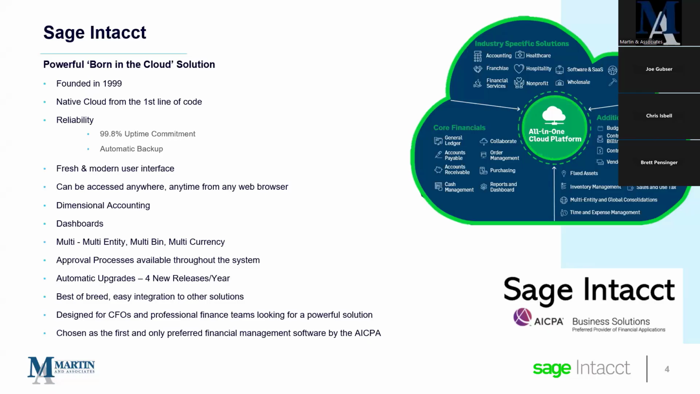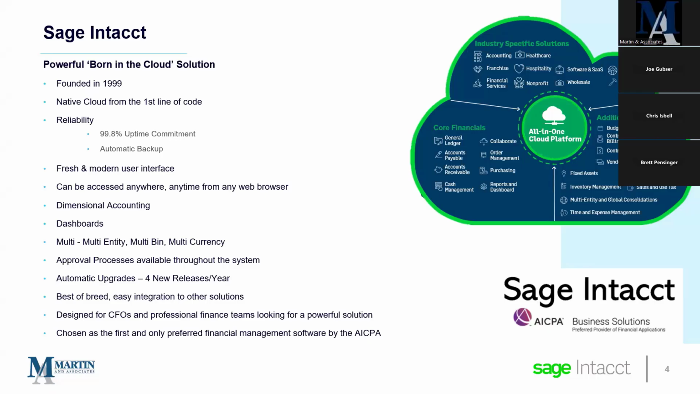We're going to get into the concept of dimensional accounting and talk about that. We'll look at how it has dashboards and how you can use those to help you analyze your data. It's got multi built right into it, so multi-entity, multi-bin, and multi-currency if you have the need for any of those. Approval workflow processes are built into the system, and we'll look at them in more detail. We'll talk about the automatic upgrades and how there's 4 per year and what that all means compared to GP in a little bit.